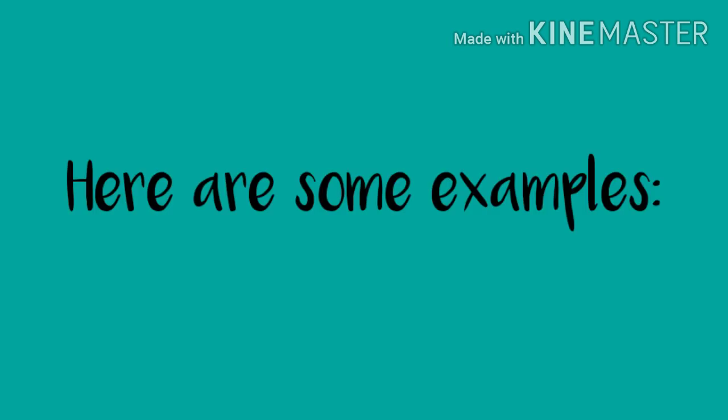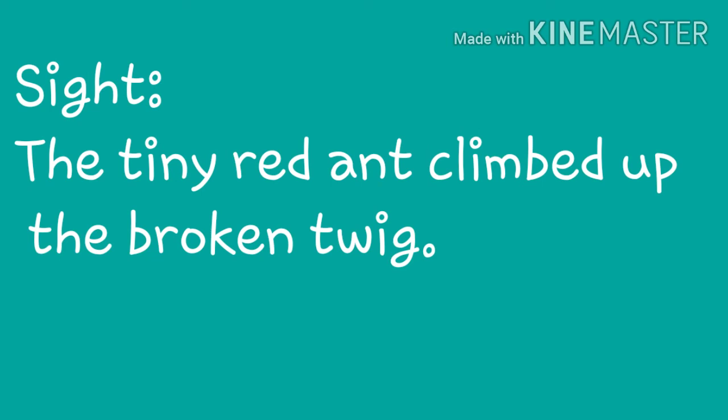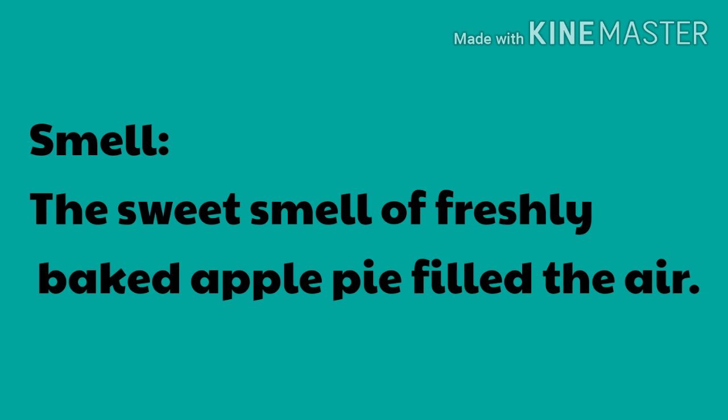Here are some examples. For the sense of sight, the tiny red ant climbed up the broken twig. The words red and tiny are some examples of adjectives that appeal to our sense of sight. We also have the sense of smell. The sweet smell of freshly baked apple pie filled the air. The word sweet smell appeals to our sense of smelling.